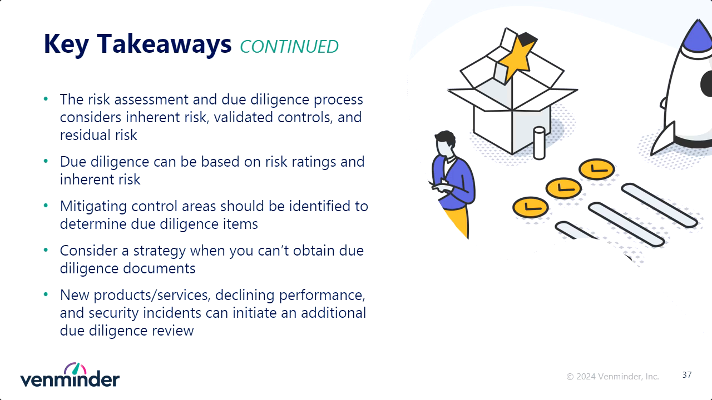Due diligence that's just based on risk ratings can be good for smaller teams, but just keep in mind that you may end up asking for too much or too little because you're not really accounting for the individual vendor engagement. Mitigating control areas should be identified in the vendor's environment so you can determine which due diligence items to collect. And think about a strategy you'll use when you can't obtain a due diligence item, whether that's asking for an alternate or suggesting a review over a video call, or maybe seeking risk acceptance from senior management.